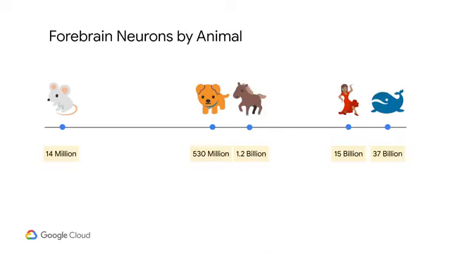Of course, intelligence is already tricky to quantify, but one rough measure would be the number of forebrain neurons. Here, we have a number of animals laid out on a logarithmic scale. On one end of the spectrum, we have the common house mouse with 14 million neurons. On the other, we have a long-finned pilot whale at 37 billion. Us humans are sitting pretty at 15 billion.